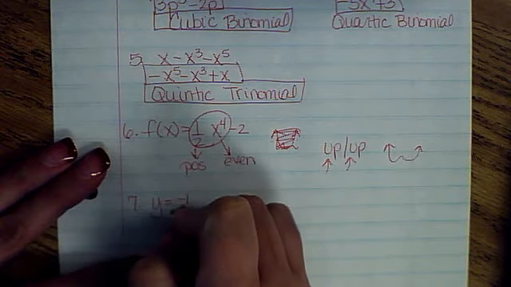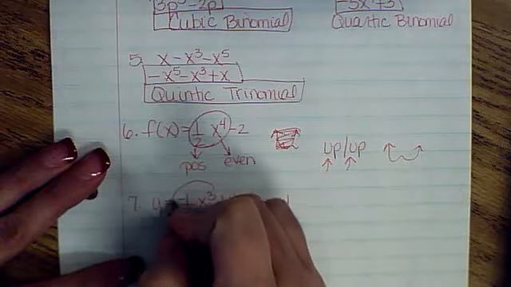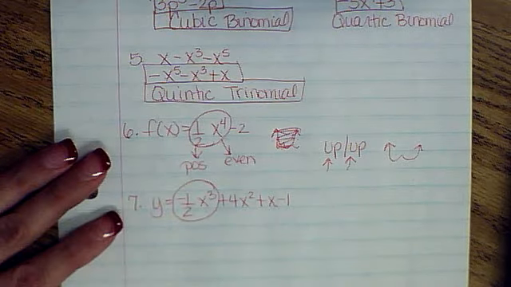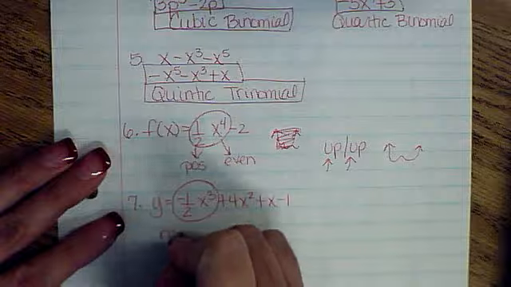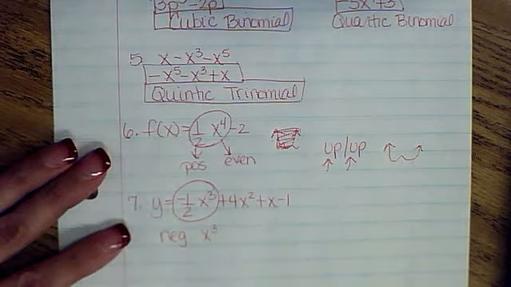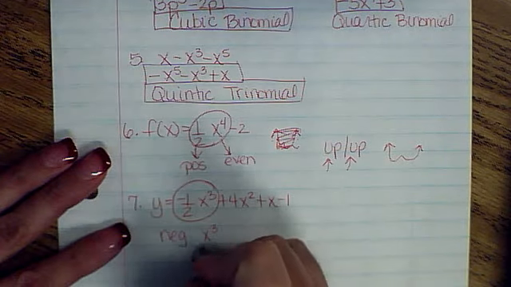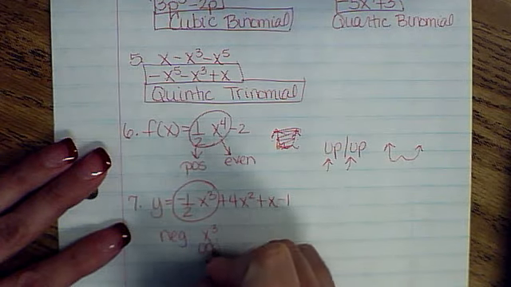Y equals negative 1/2 x cubed plus 4x squared plus x minus 1. That first term determines the end behavior. So this is a negative and then x cubed. So x cubed is an odd. Think x cubed. You know positive x cubed from when we did parent functions. It looks like that. It's a down and an up. So a negative x cubed is the reverse. It's an up and a down. So up and down.